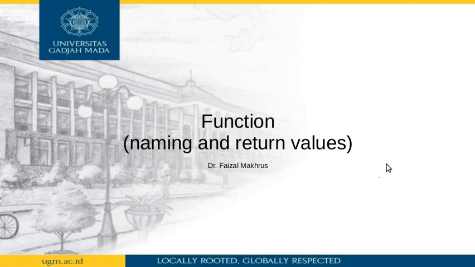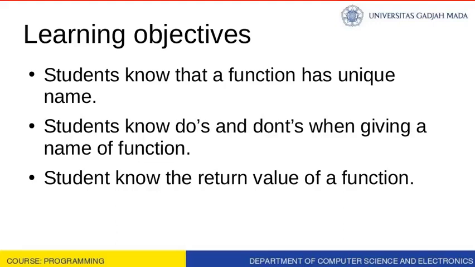In this video, we will learn about the naming and written values of function. What is the learning objective of this video? The first learning objective is that the student will know that a function has a unique name. Then the student will know the do's and don'ts when giving a name to a function. And the last objective is that the student will know the written value of a function.